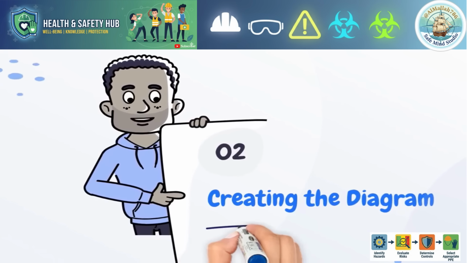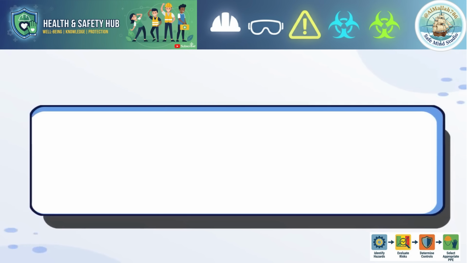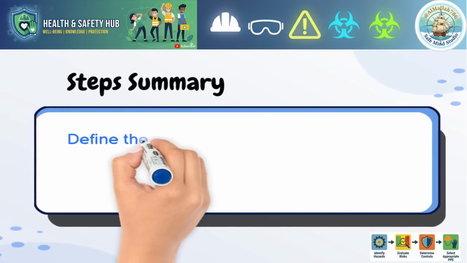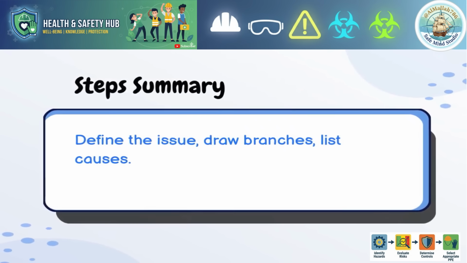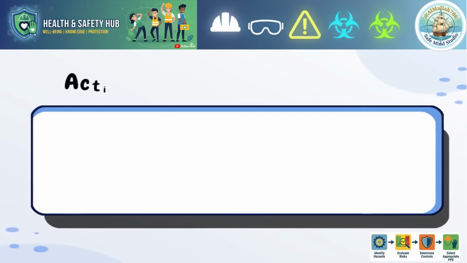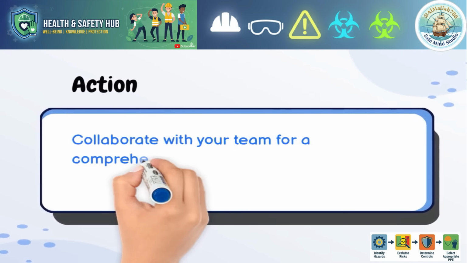Let's delve into the steps to create a Fishbone Diagram. Step summary: define the issue, draw branches, list causes. Action: collaborate with your team for a comprehensive analysis.